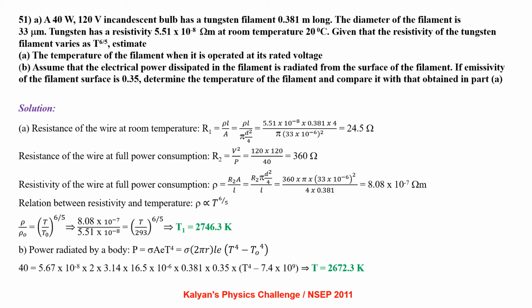Resistance of the wire at room temperature R1 equal to rho L by A, that is rho L by (pi d square by 4), which gives us 24.5 ohm. Resistance of the wire at full power consumption is R2 equal to V square by P, which gives us 360 ohm. Resistivity of the wire at full power consumption rho equal to R2 into A by L, that is R2 into (pi d square by 4) by L, which comes out to be 8.08 into 10 power minus 7 ohm meter.